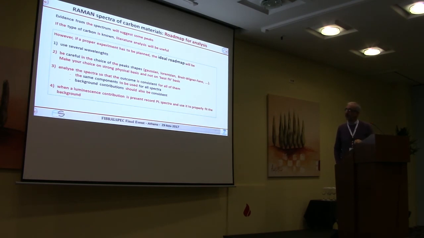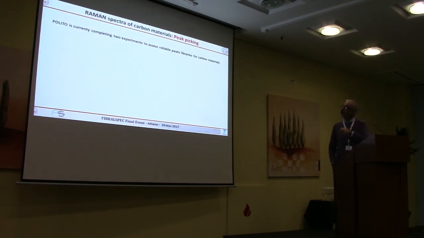And if you have a luminescence, you should actually, to be quite ideal roadmap I put here, record the photoluminescence spectrum on its own and use it to subtract. Most of the time you don't do it because it's an additional experiment, but you have to be careful about what is its impact.